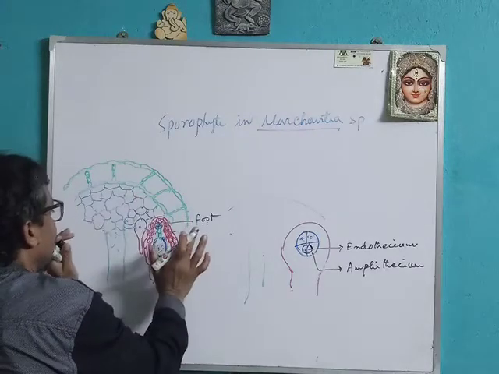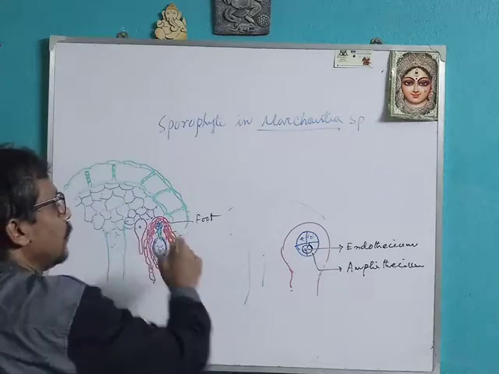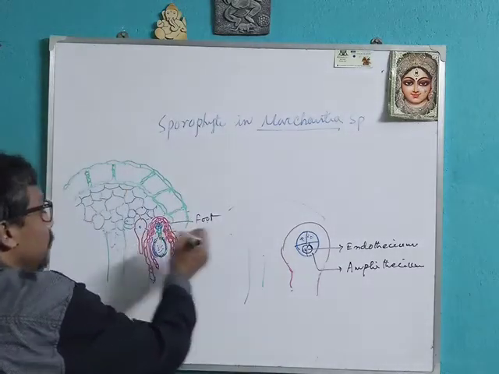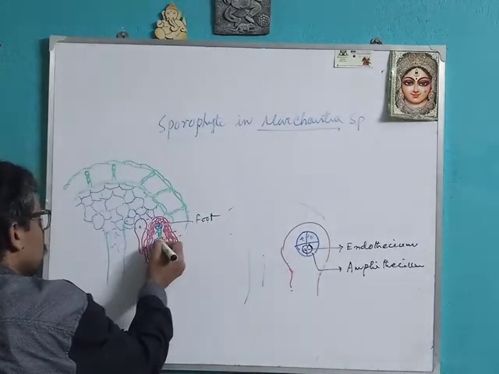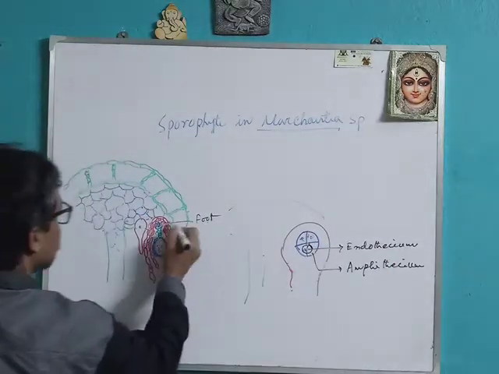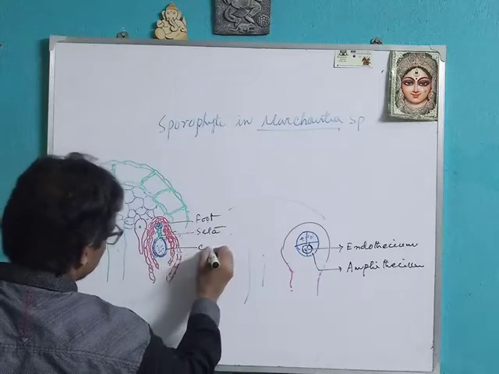Sir, in due course of time, a seta has developed. The lower portion of the seta has developed from the hypobasal cell, and the upper part of the seta has developed from the epibasal cell. The rest of the portion is called the capsule. So the total sporophyte can be divided into three parts: foot, seta, and capsule.